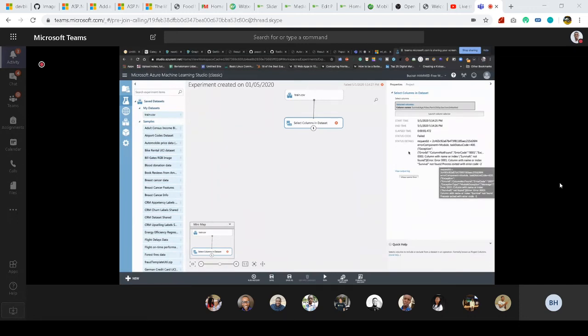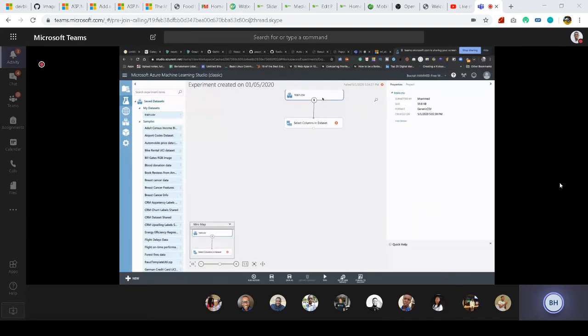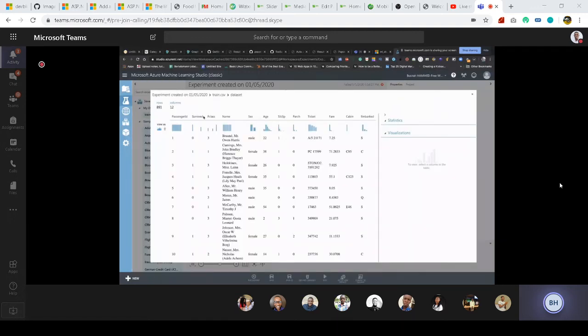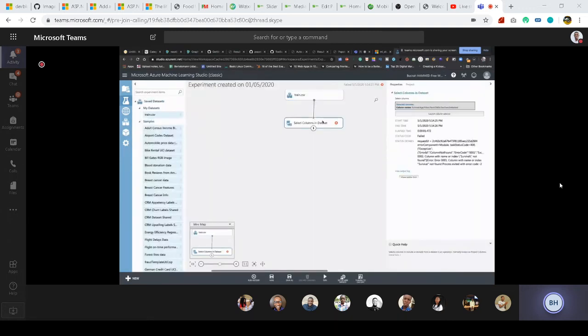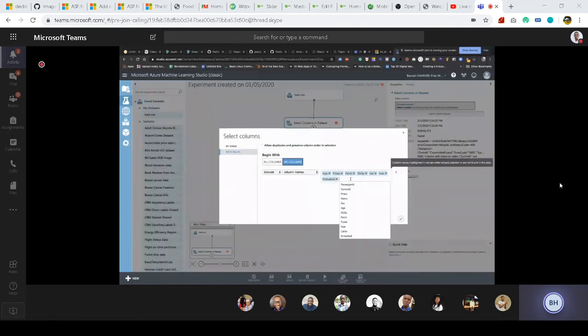So there's an issue here which says column survivor not found. That means I probably didn't spell it right. Okay, survived, not survivor. So that's a way to cross check whether the columns I actually picked are right.